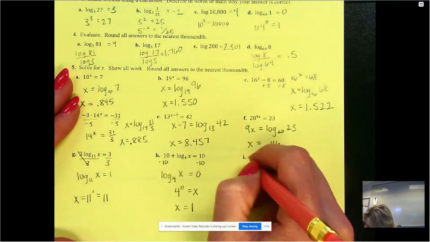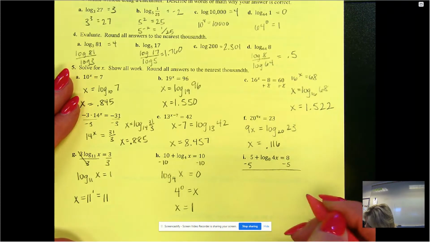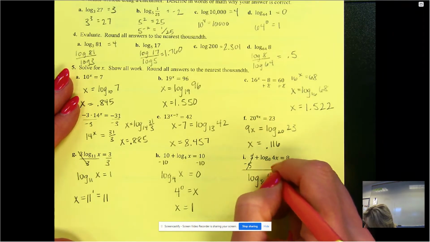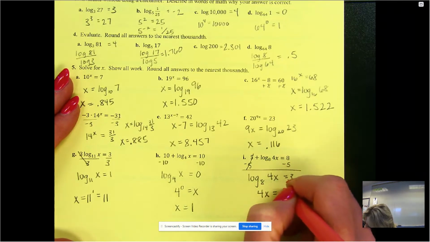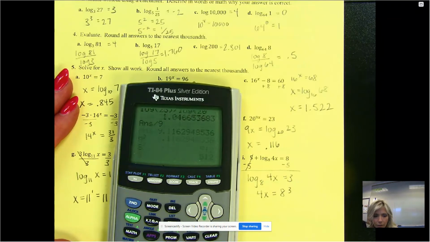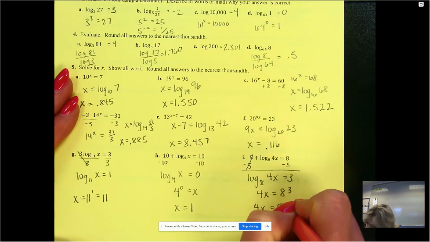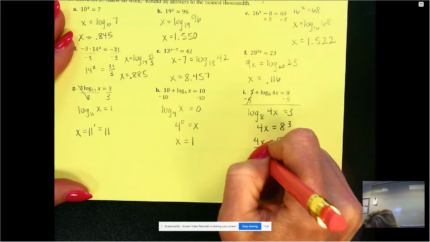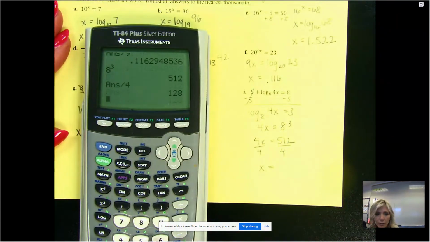Finally, for I, we're going to get log base 8 of 4x by itself by subtracting the 5. So we have log base 8 of 4x is equal to 3. That means 4x is equal to 8 to the third. And 8 to the third is 512. So if 4x is equal to 512, now we just divide by 4. And 512 divided by 4 is 128.